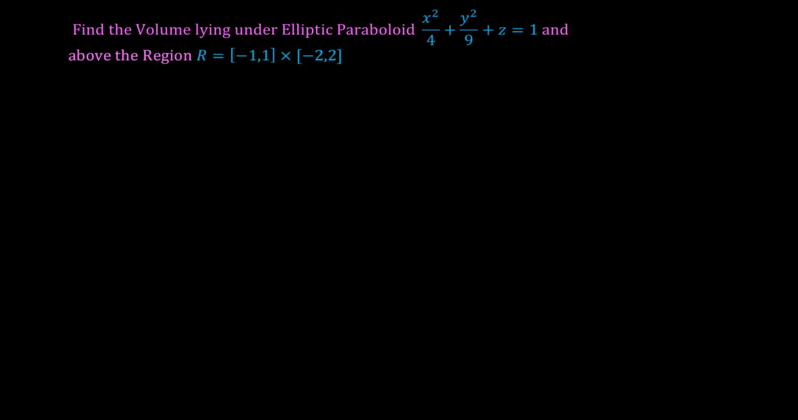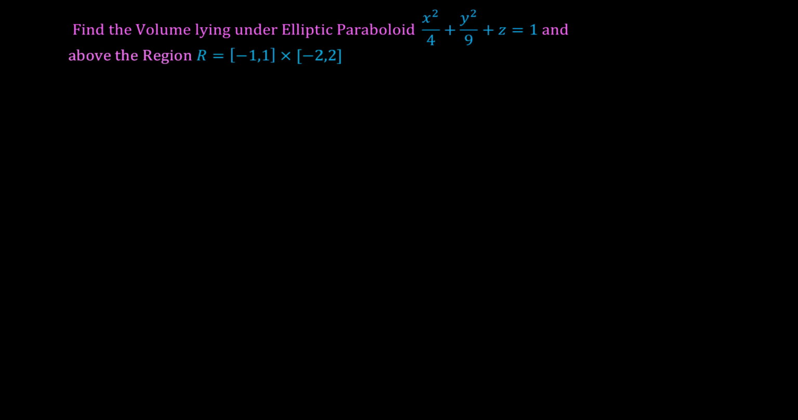In this example, we want to use a double integral for finding volume under a function. Find the volume lying under the elliptic paraboloid x to the 2 over 4 plus y to the 2 over 9 plus z equals 1, and above the rectangular region, where x is from -1 to 1, and y is from -2 to 2.